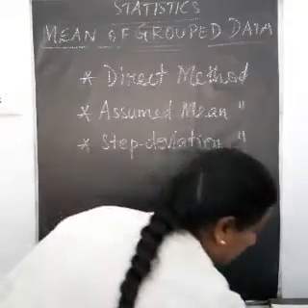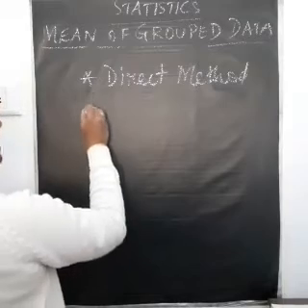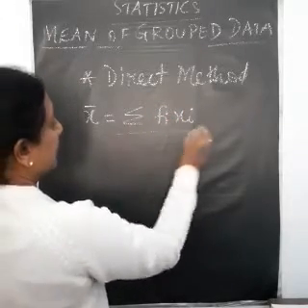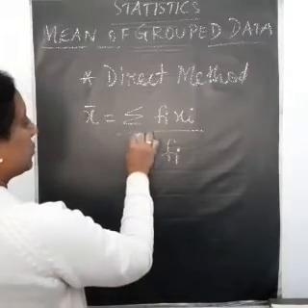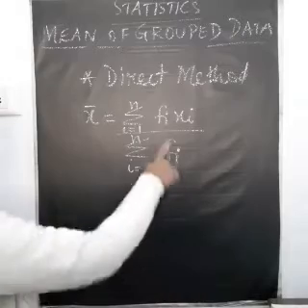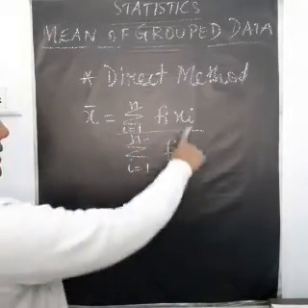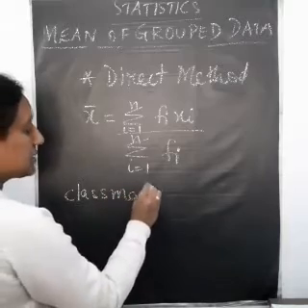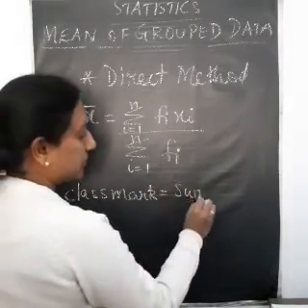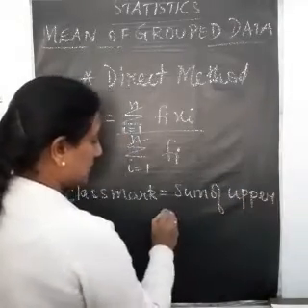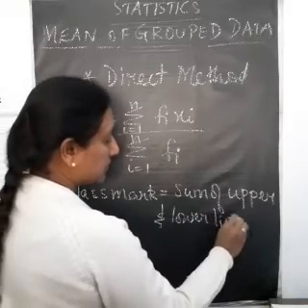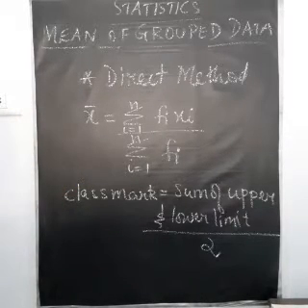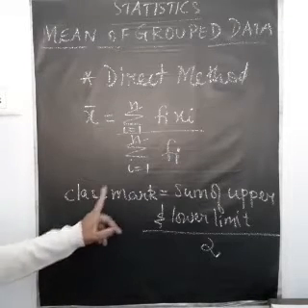Now the formula for the direct method is: mean is equal to sigma fi xi by sigma fi, where i is equal to 1 to n. Fi is the frequency and xi is known as the class mark. Class mark is equal to the sum of the upper and lower limit divided by 2. This is known as class mark, and generally it is denoted by xi.